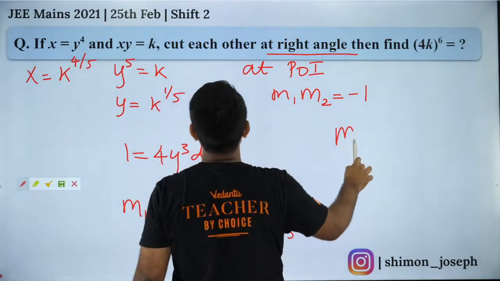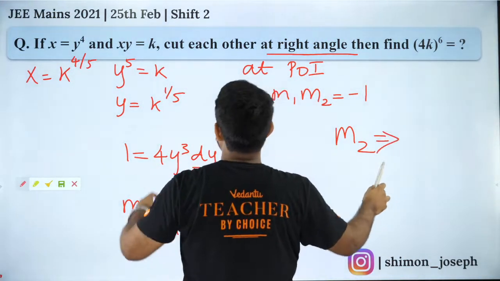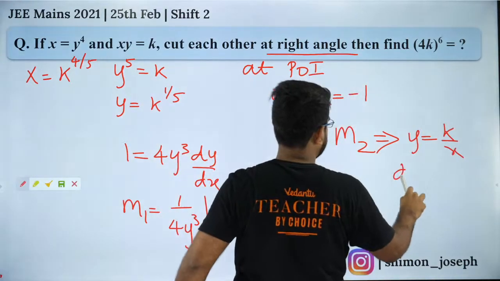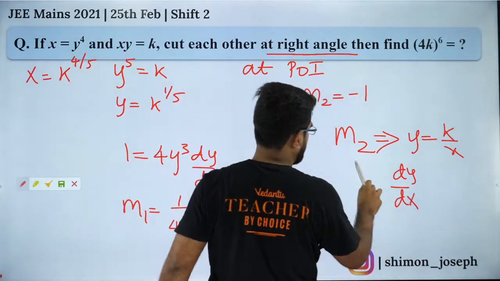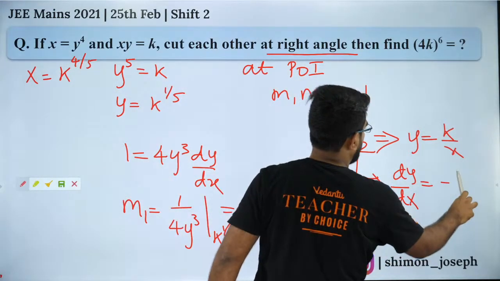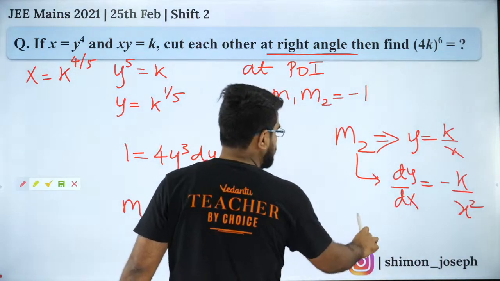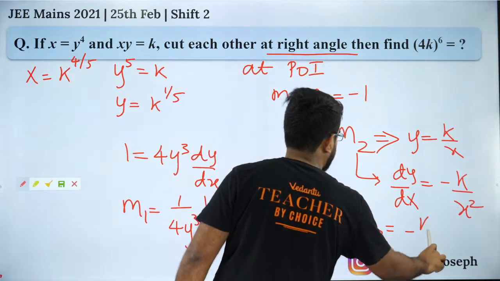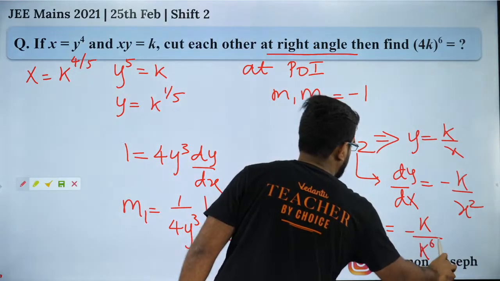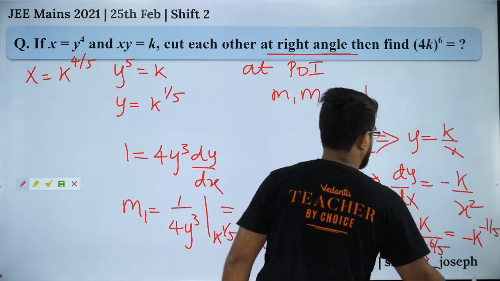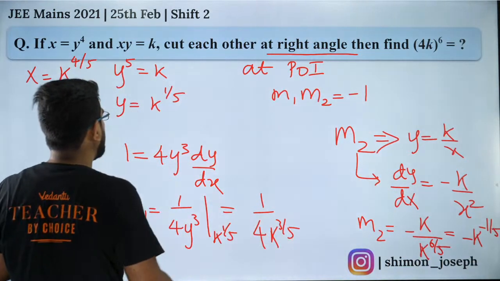Slope of 2 will be what? Slope of 2 will be y is equal to k by x. So dy by dx, which is your slope of 2, will be equal to minus k by x square. So m2 will be equal to minus k by x square, with x being k to the power 6 by 5. So that will be minus k to the power minus 1 by 5. Now the product of these two should be equal to minus 1.